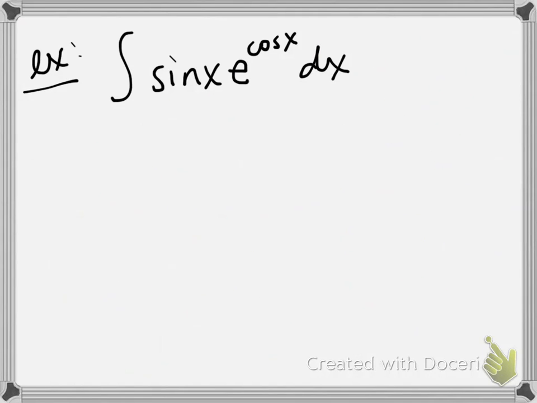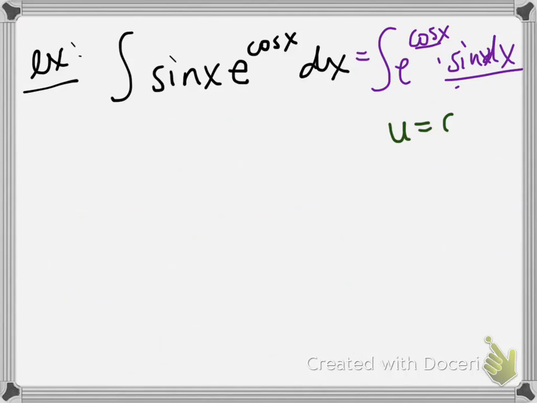How about some trig? If we rewrite this problem, we could write it as e to the cosine x times sine x dx. And you might recognize immediately, well, sine x dx is the derivative of cosine x. Or you could double check for yourself and say if u is cosine x, what is the derivative of cosine x? So we're pretty close.